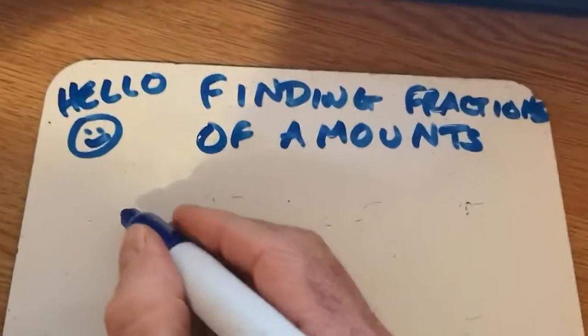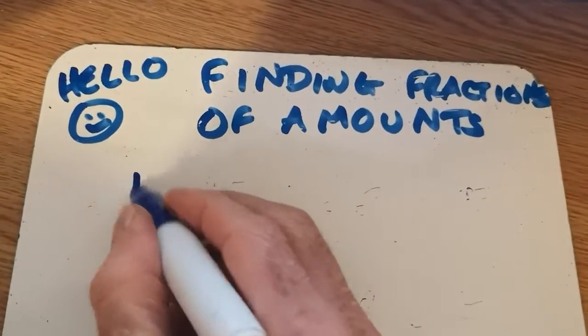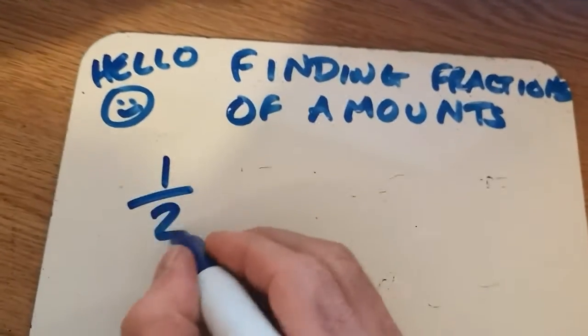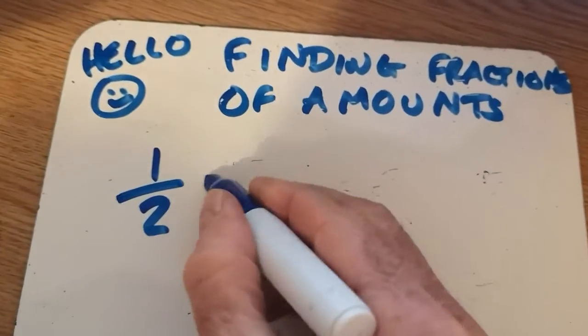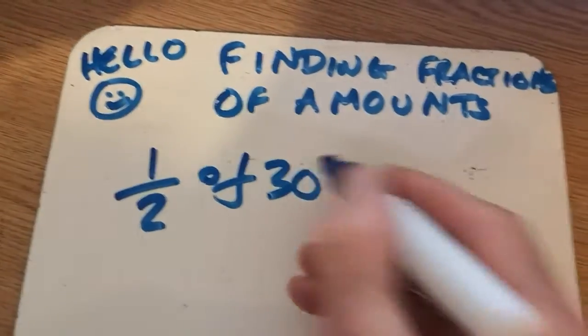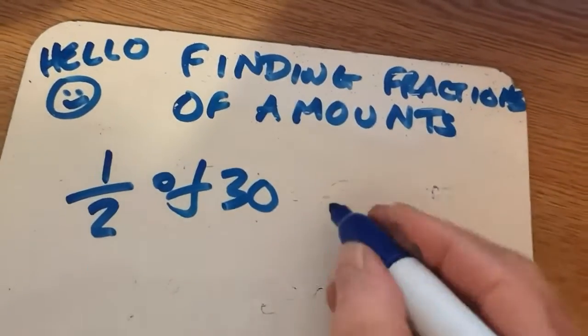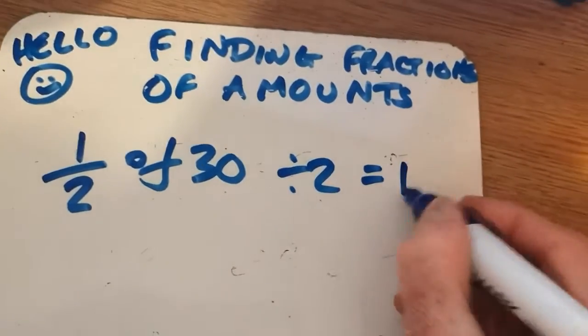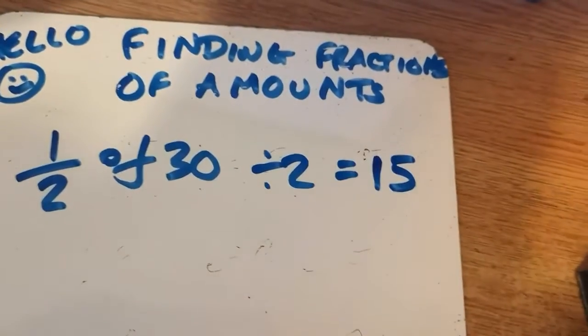Finding a fraction amount, if I'm just looking at something like finding a half or a quarter or a third, it's the same routine you're doing for these questions. If I want to find a half, say, of 30, hopefully we're happy that when finding a half, we're just dividing by 2. And half of 30 is going to give me 15. So that's quite straightforward enough.